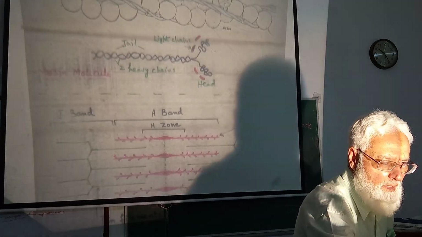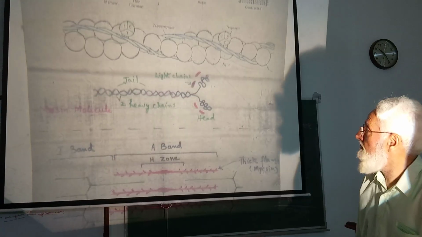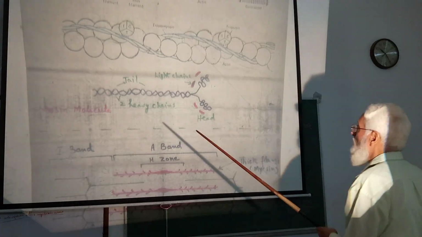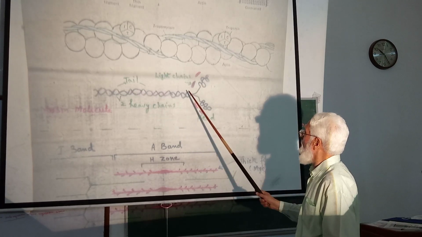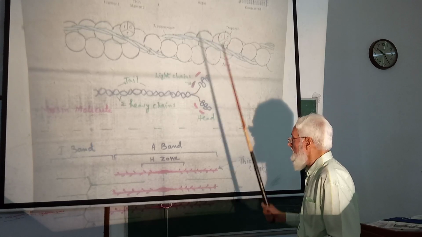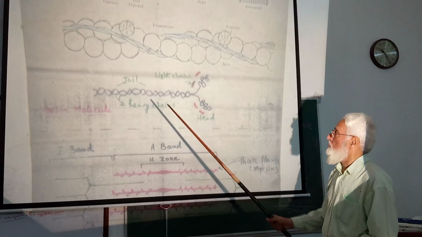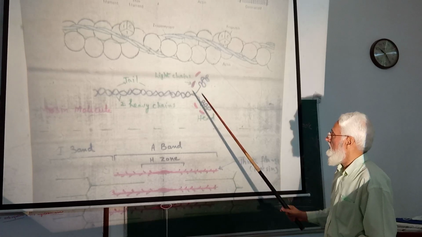Each myosin molecule is composed of two heavy chains and four light chains. So each myosin molecule is composed of two heavy chains and four light chains.